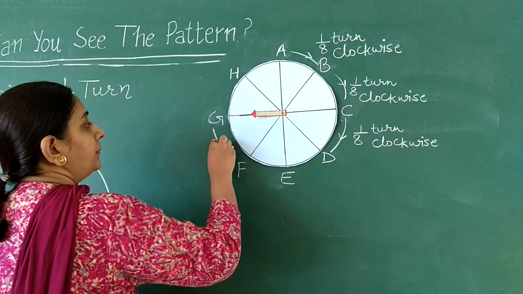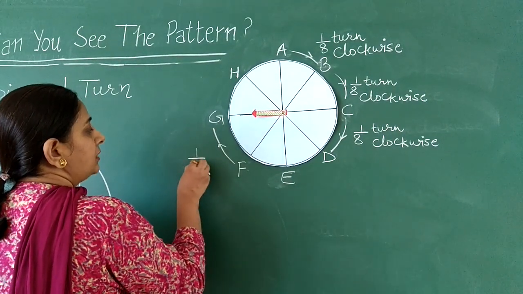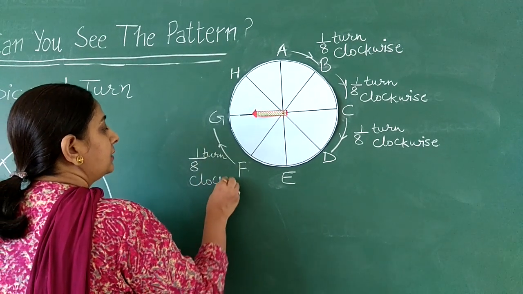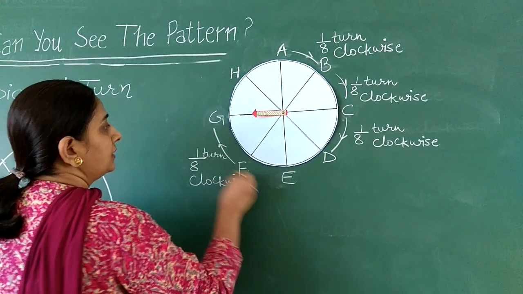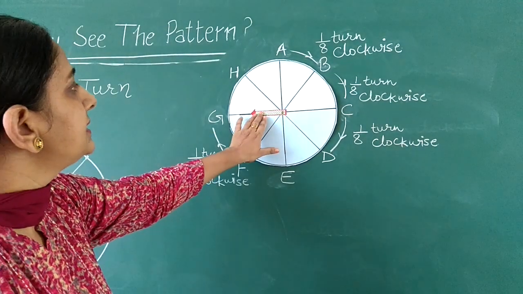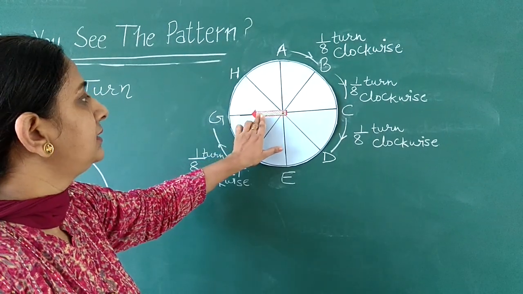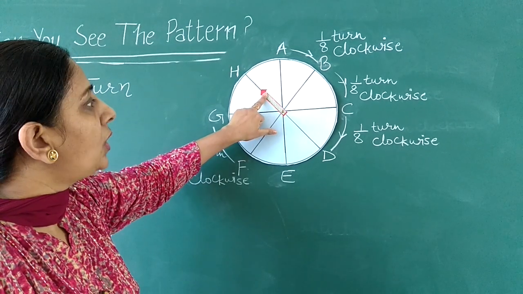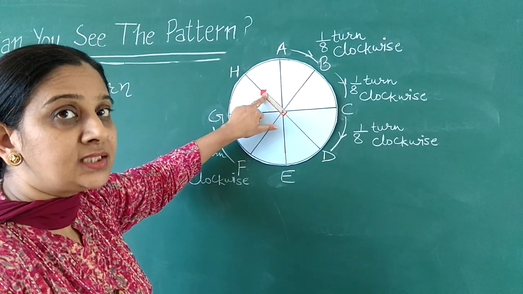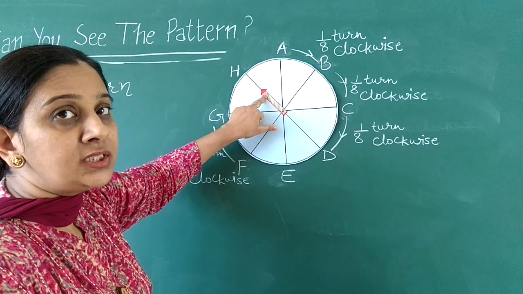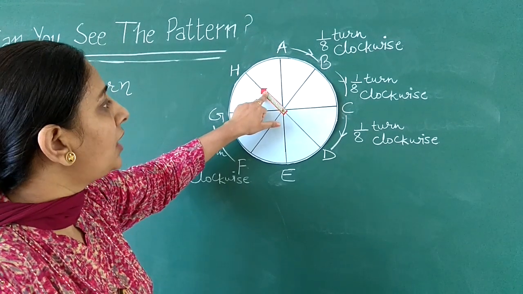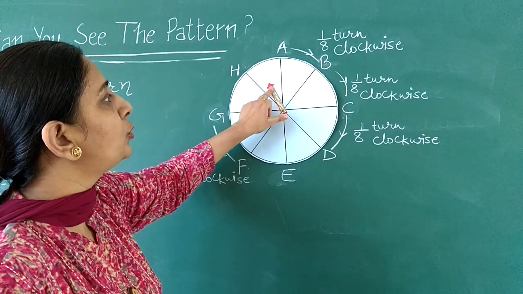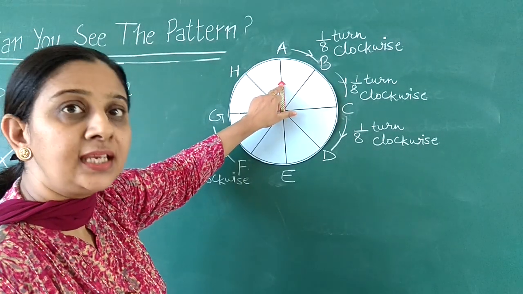So, this is 1 by 8th turn in clockwise direction. Now let us consider this pointer. This is the original position of pointer. Now after taking 1/8 turn, it will be pointing towards which letter? So after taking 1/8 turn in clockwise direction, it will be pointing towards letter A.